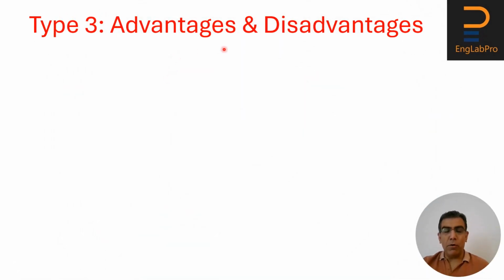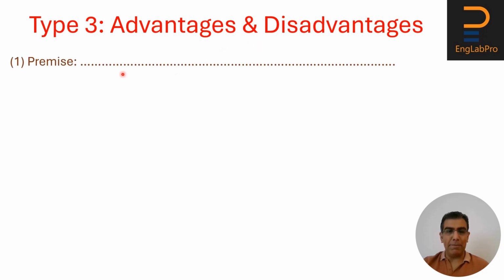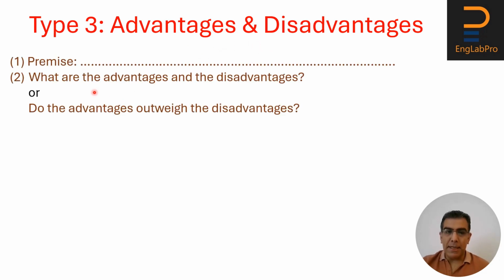Let's go through the form of these type of questions. Well, at first you're going to have a premise and then one of these two questions will be asked. What are the advantages and the disadvantages, or do the advantages outweigh the disadvantages? Outweigh here means whether the advantages have a heavier weight compared to the disadvantages or the opposite. Is there a difference between these two questions? No. It doesn't matter whether the first question is asked or the second question is asked. In both cases, you have to mention which ones outweigh the others.